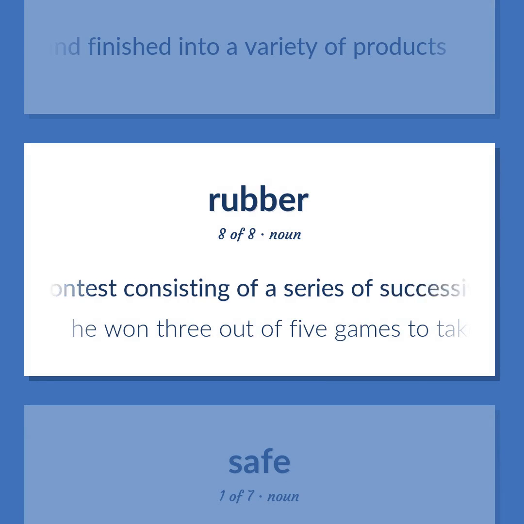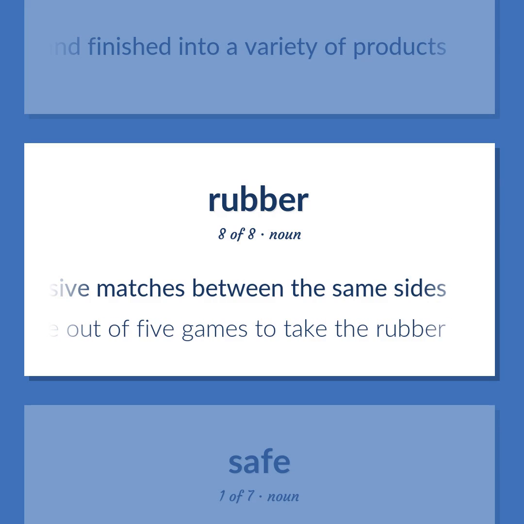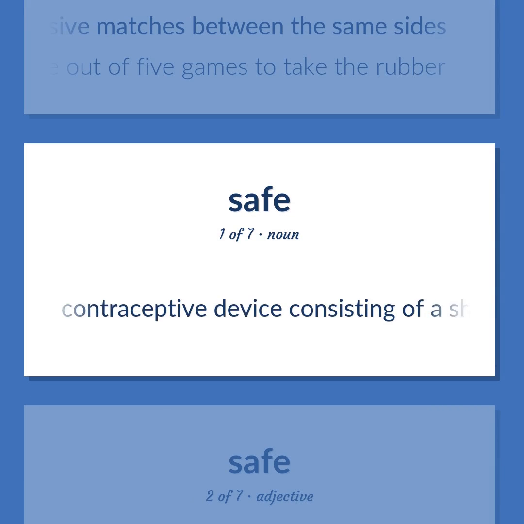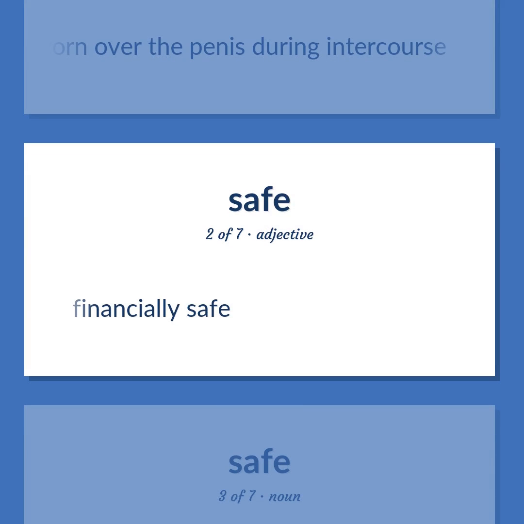A contest consisting of a series of successive matches between the same sides. He won 3 out of 5 games to take the rubber. Contraceptive device consisting of a sheath of thin rubber or latex that is worn over the penis during intercourse. Financially safe.